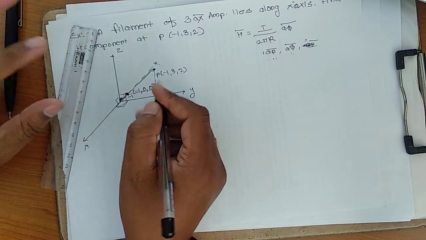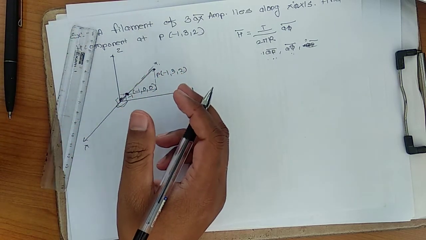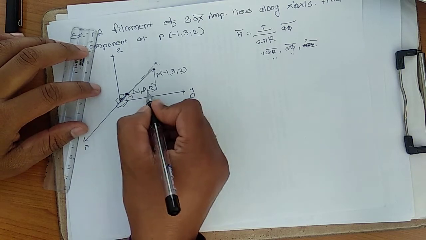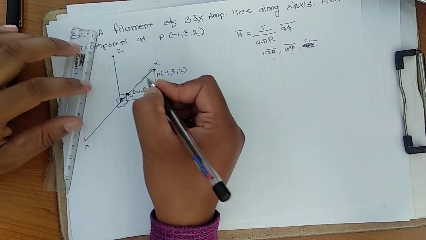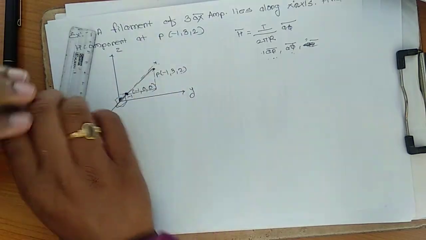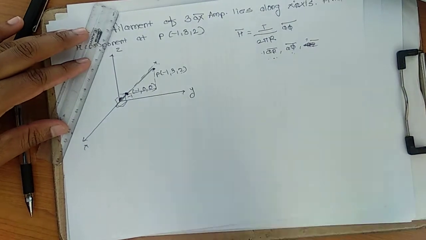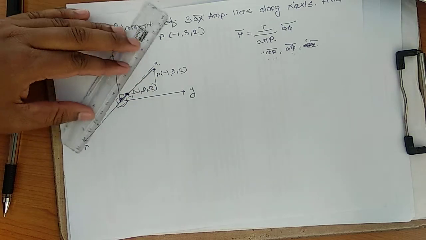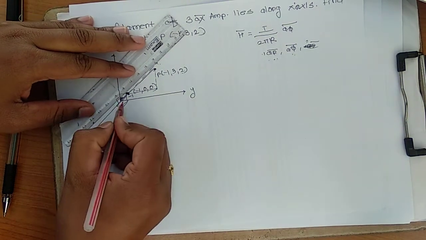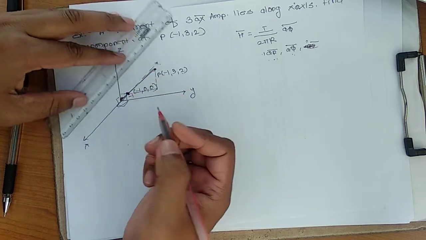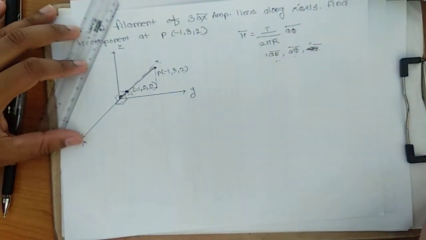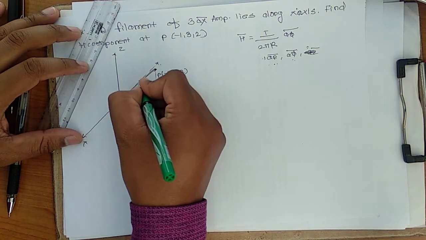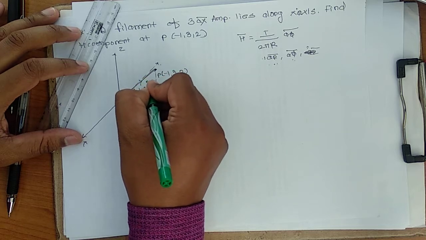From that point P, where the current is flowing, from the x-axis the current is flowing, so we have to put a perpendicular on that x-axis. So that is minus 1, 0, 0. Now what will be the direction of the r bar? I will show this with a different color, and we have to draw r bar. R bar is in the direction of point P.